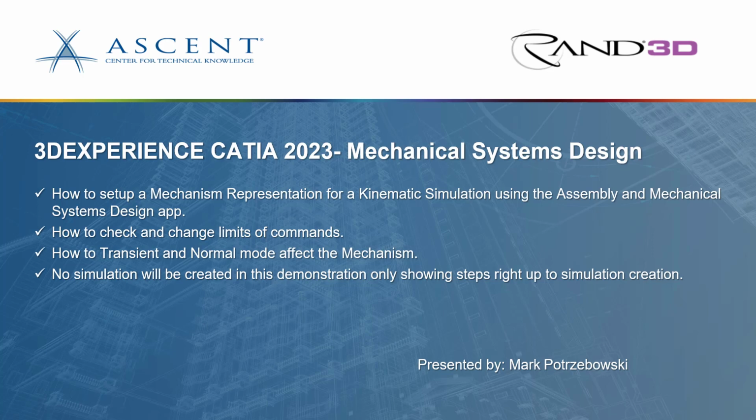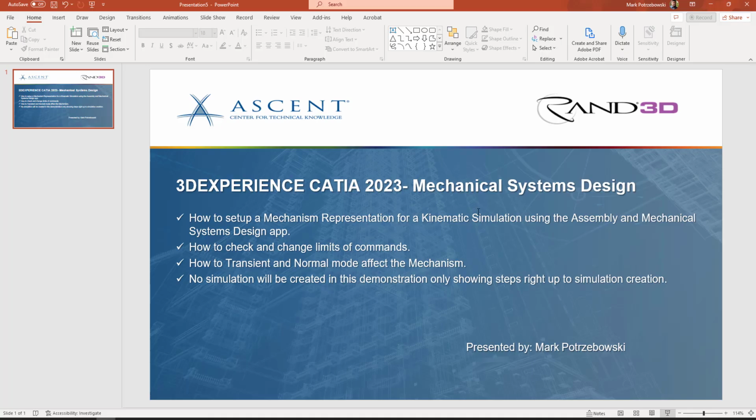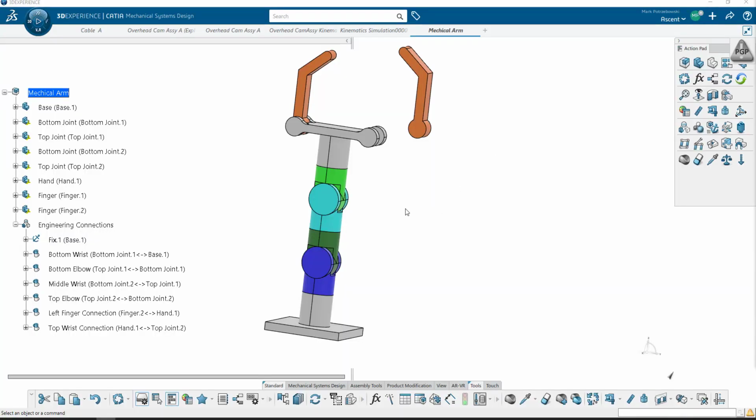We want to also take a look at the difference between transient and normal mode and its effect on the mechanism and how the parts return back to their original positions. And just really the buildup or the setup of the assembly so that we can get to the simulation. The simulation for this will actually be performed in a separate video. So, first, let me take a look at our assembly.